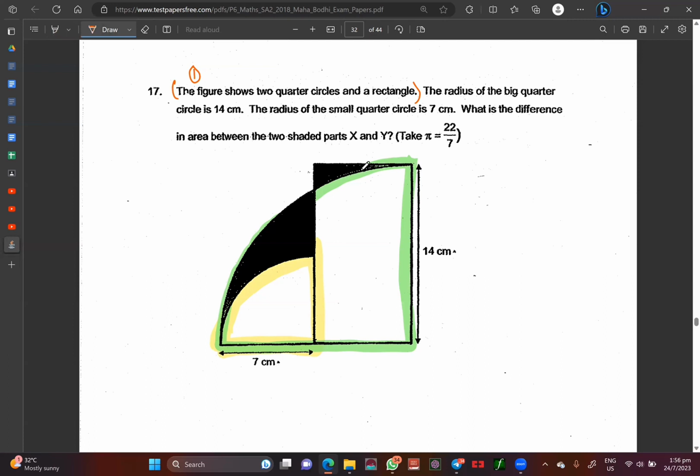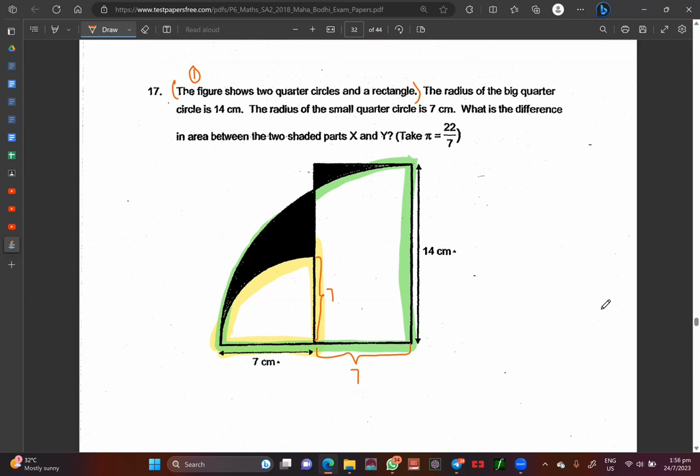We know that the green quarter circle, the big quarter circle, has a radius of 14. So therefore, whatever that is over here has to be 7. Why? Because the whole thing has to be 14 as well. Once you have this, what you want to do next is to say that the small quarter circle has a radius of 7 on this side as well.